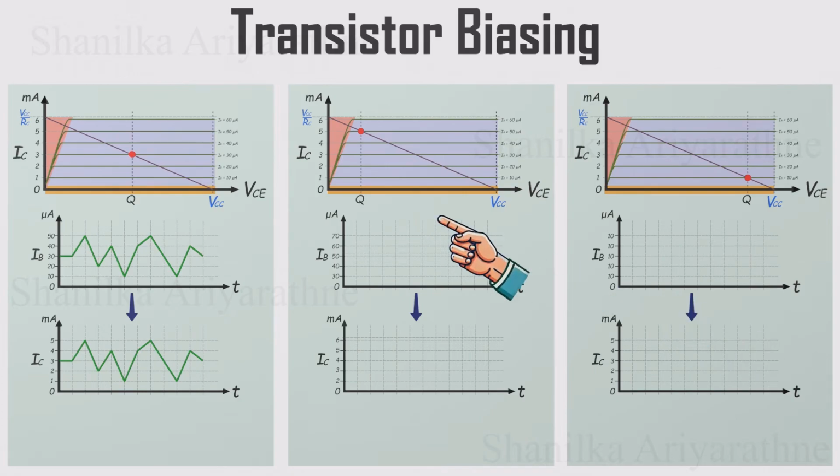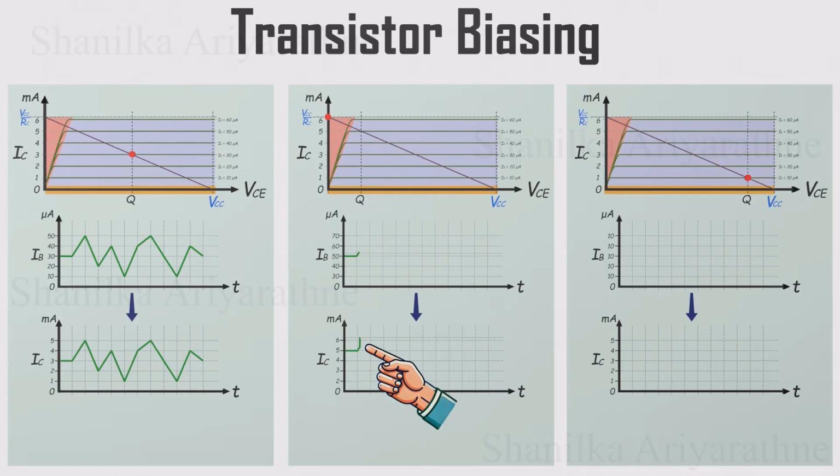In the second case, the bias point is set too low. VCE is close to 0, right near the saturation region. Here, IB is set to 50 microamps, which gives us IC equals 5 milliamps, already near the circuit's upper limit. If we try to increase IB any further, the transistor leaves the active region and enters full saturation. At this point, VCE drops sharply, and IC instantly jumps to its maximum value, just like a fully closed switch.